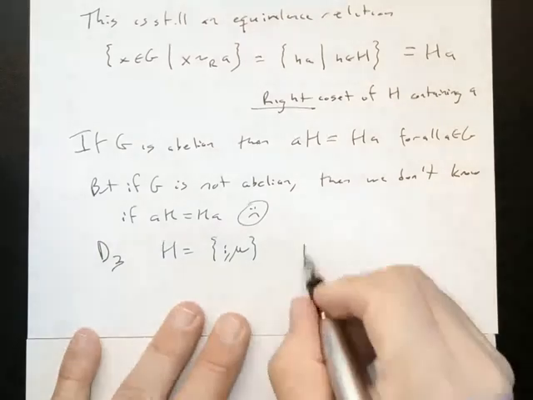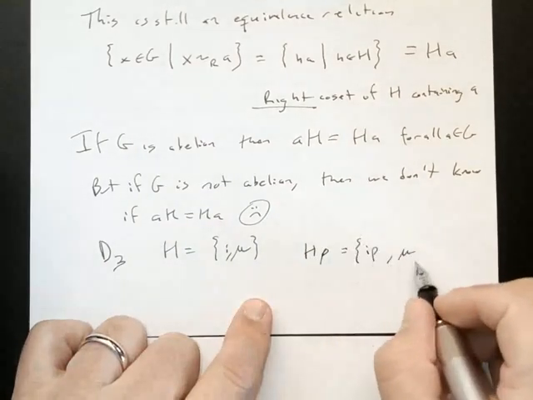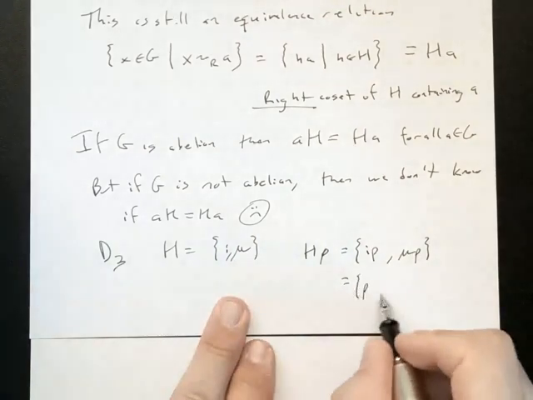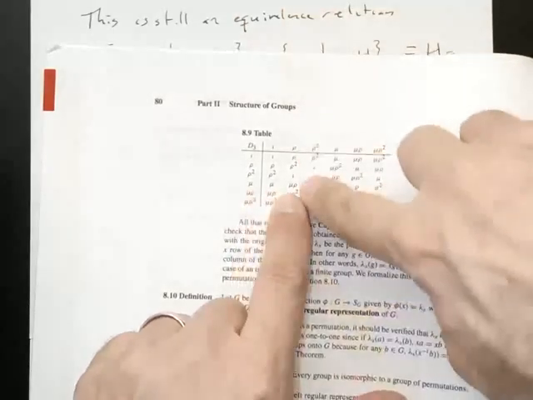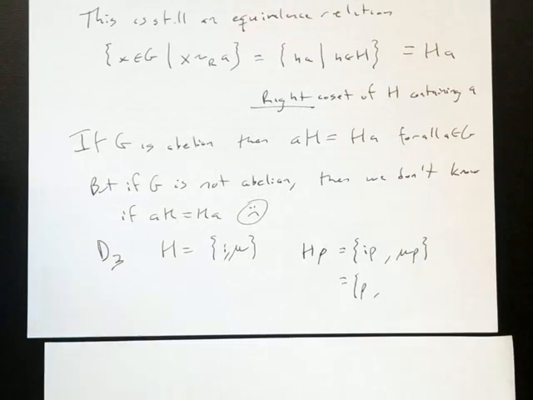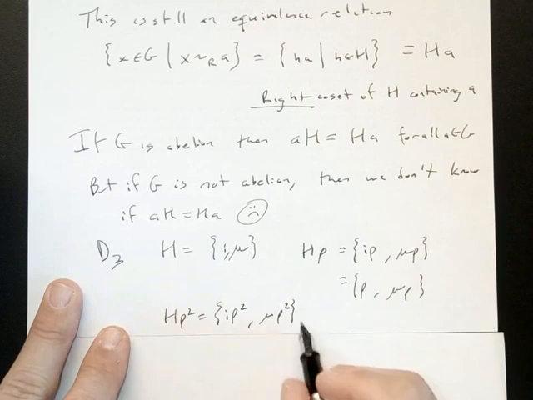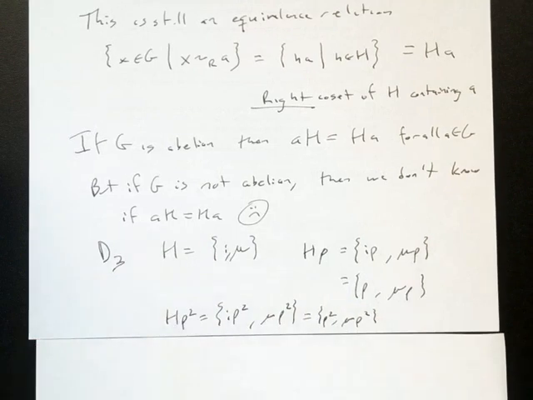I'm going to do HP, which means I get to do I times P and mu times P. What's I times P? Oh, good. What's mu times P? I have the foggiest idea. Out comes the table. Mu times P is mu P. HP squared is I times P squared, and then mu times P squared. But I times P squared is just P squared, and mu times P squared is mu P squared, which I get right from my table.